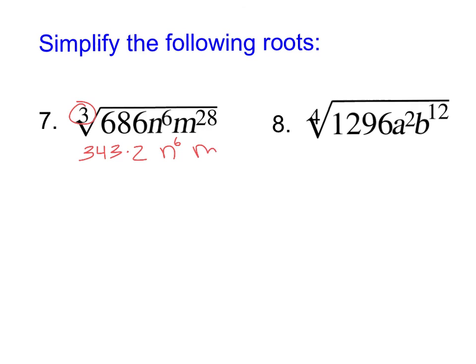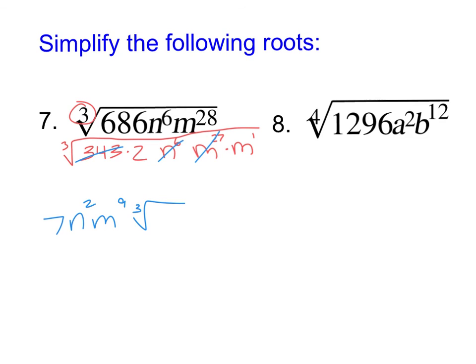And then m, we need a multiple of 3. So that would be 27, and then m to the 1st, right? So now we're doing a cube root. I'm just going to write one big cube root this time to make my life easier. So the cube root of 343 is 7. Right, so we're done with that. The cubed root of n to the 6th is n squared. The cubed root of m to the 27th is m to the 9th. All right, cube root, and then we have a 2 and an m left over. That's it.